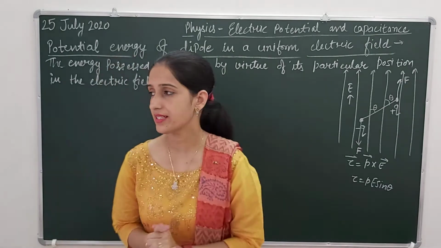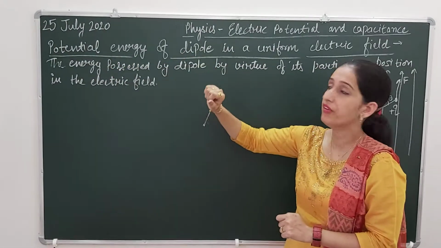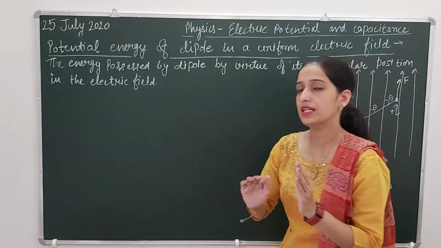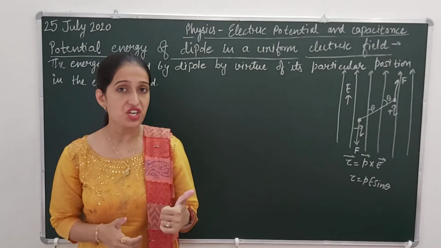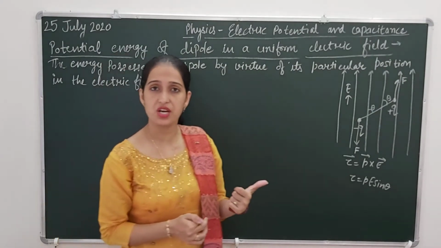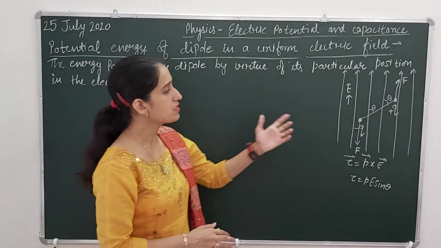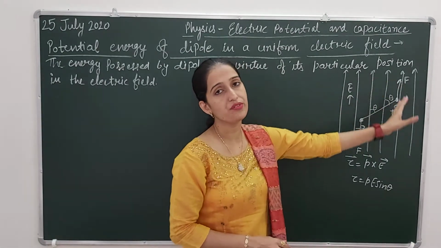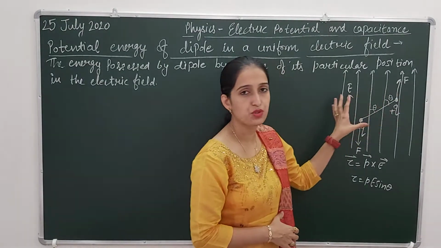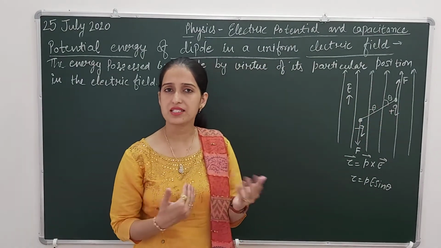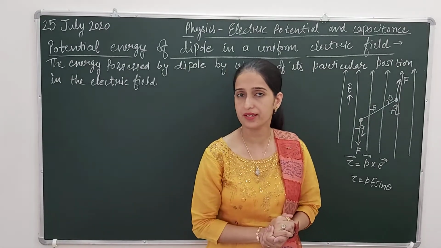So today in this class we are going to discuss the potential energy of a dipole in a uniform electric field. In our first chapter, electrostatics, we have already discussed the topic of a dipole in a uniform electric field. With this diagram we are going to recapitulate it. We will just quickly recall it and then start our current topic.